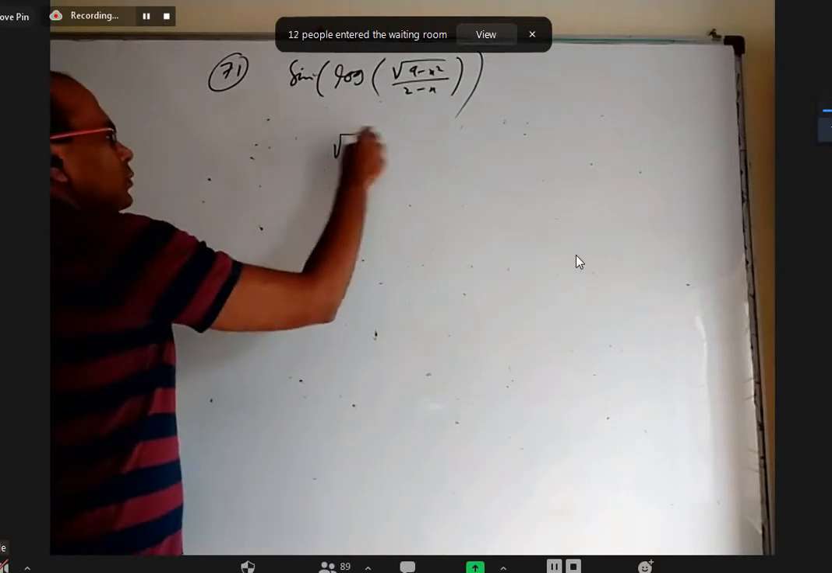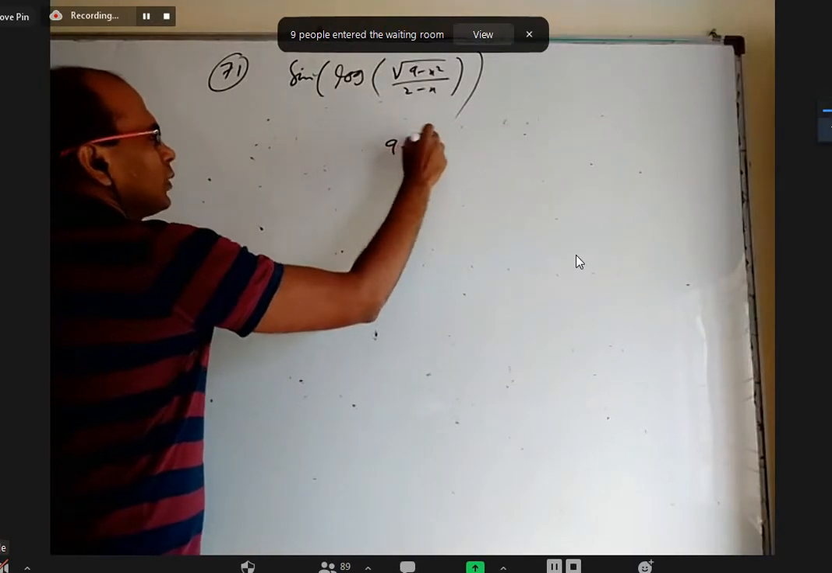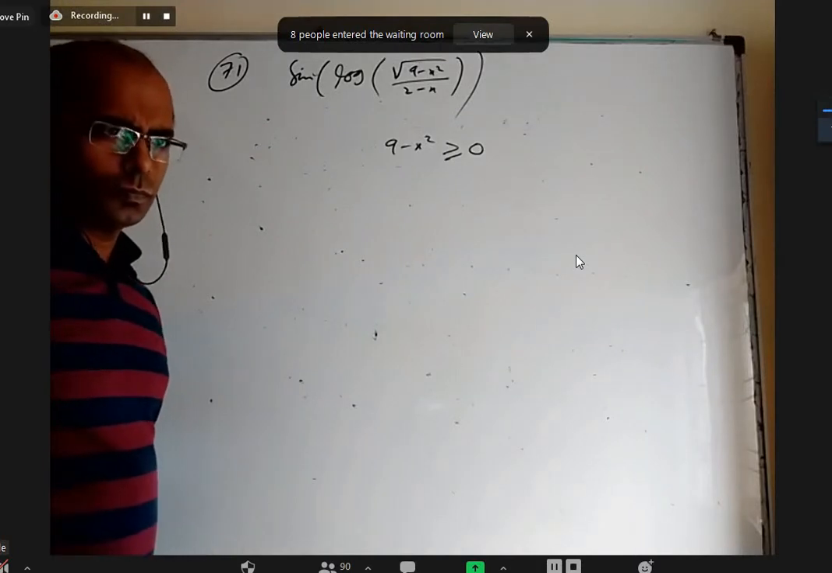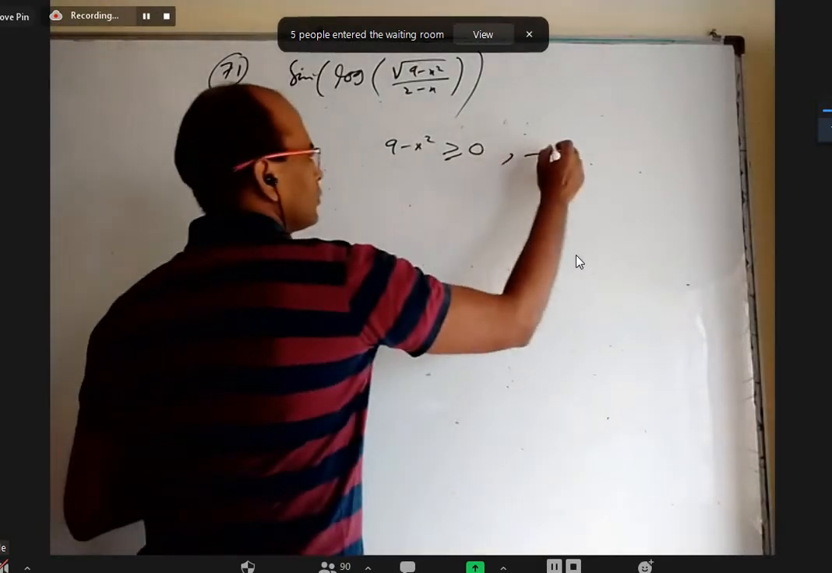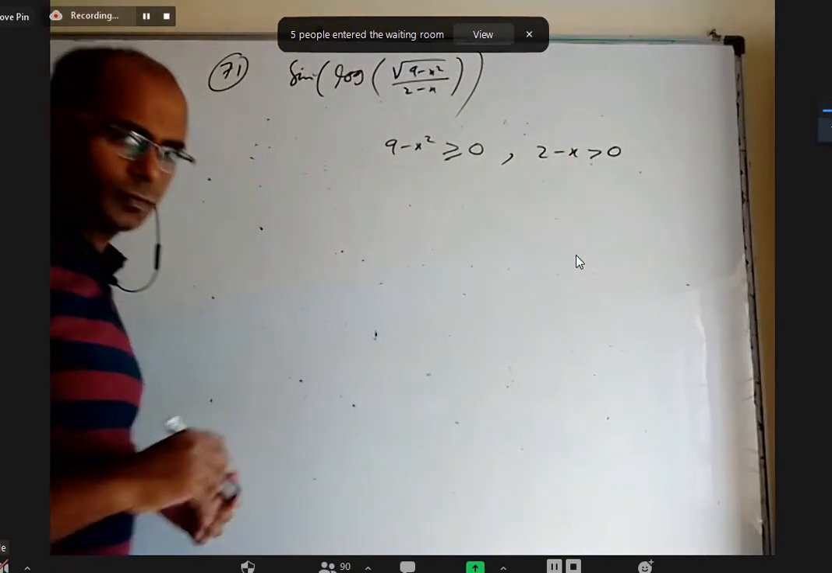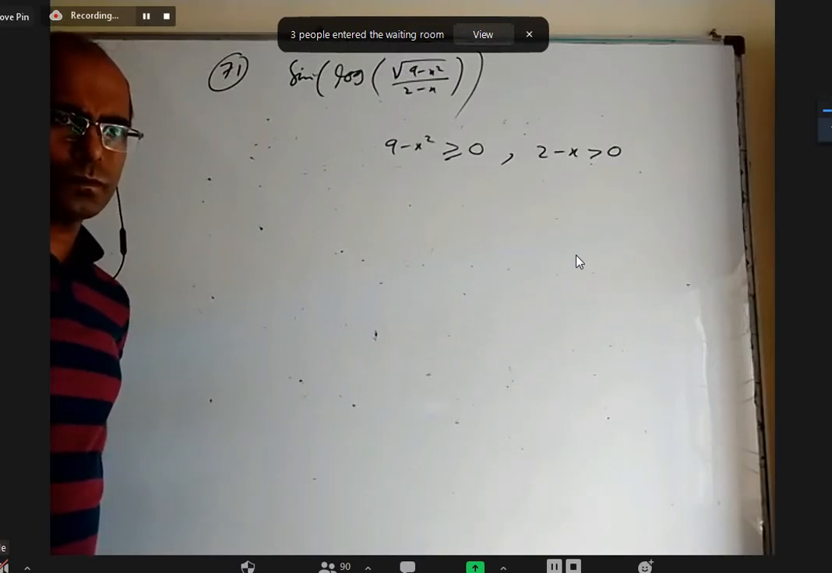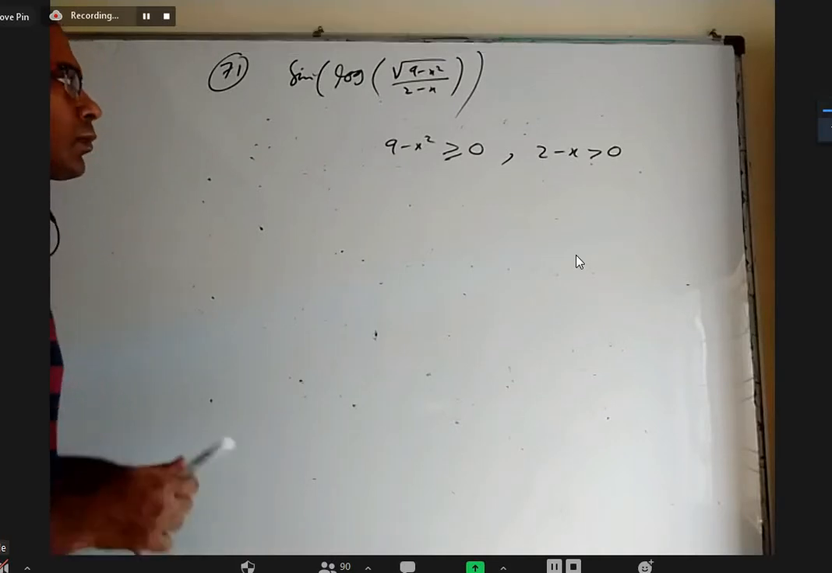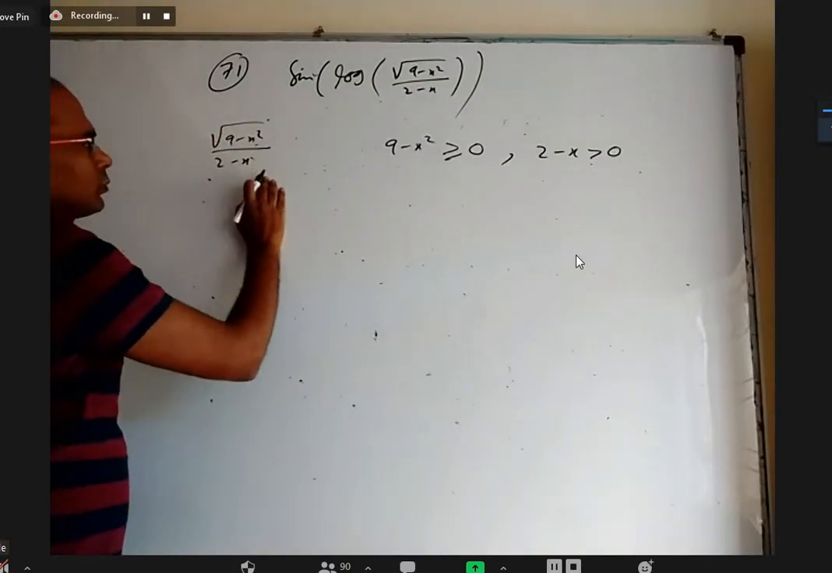9 minus x square should be greater than or equal to 0. Okay. 2 minus x needs to be greater than 0. Is that sufficient? Anything else? Sir, the whole root over 9 minus x squared by 2 minus x should be greater than 0.